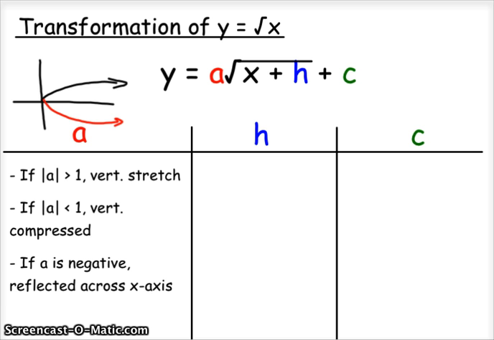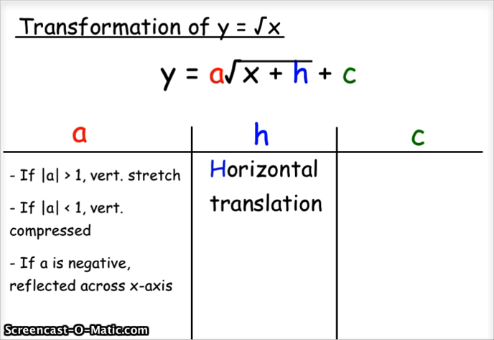H term. H always deals with the horizontal translation, hence the reason why we called it h. This is going to move it left or right. The tricky thing here is that it actually goes opposite of what you might expect. If h is positive, it actually moves the graph left. And if it's negative, it will move the graph right.